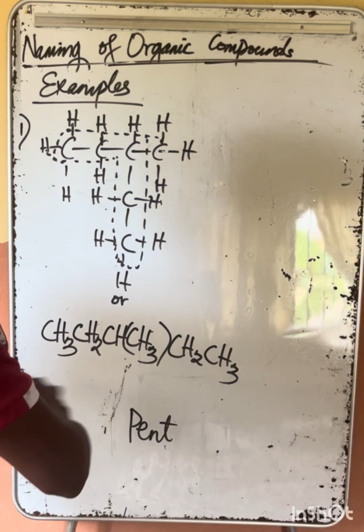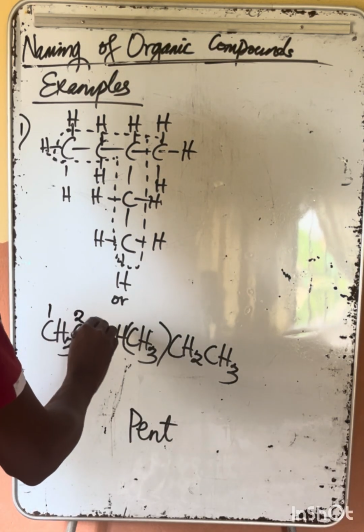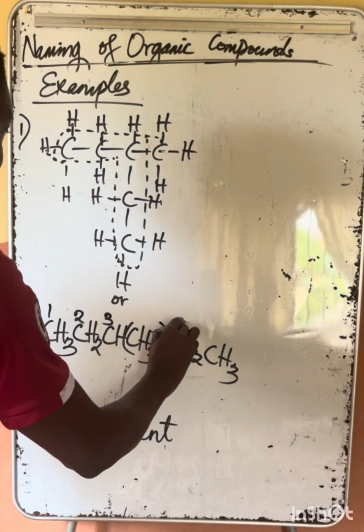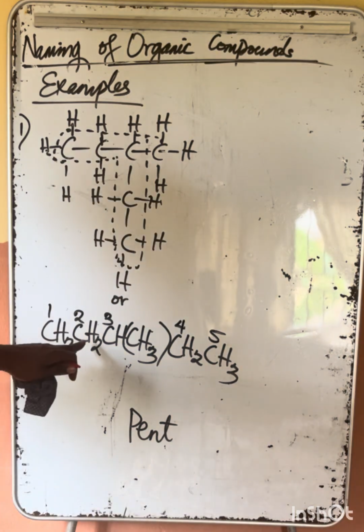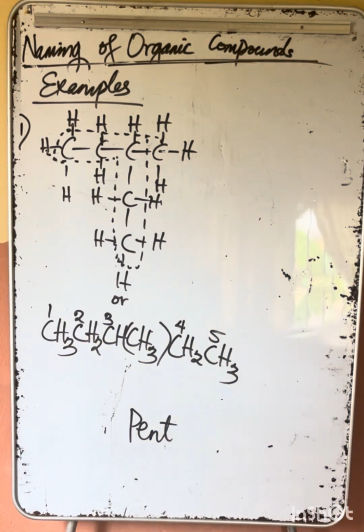We can also identify the longest continuous chain here as well. This is 1, 2, 3. This in bracket is not part, it's a branch. 4 and 5. As a teacher, I can name it from here, but for you, a learner, please do this.